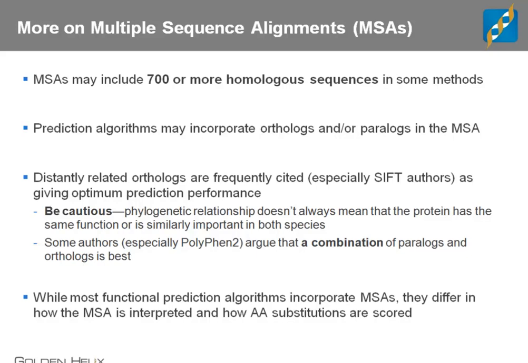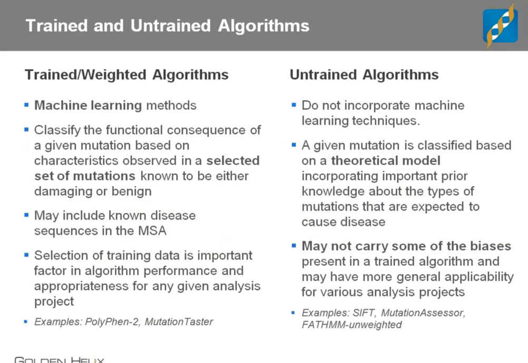And while most algorithms incorporate MSA, what they really differ in is how it's interpreted and scored in the process. So there are 2 main classifications of prediction algorithms that we'll look at today. There are trained or weighted algorithms, and there are untrained algorithms.